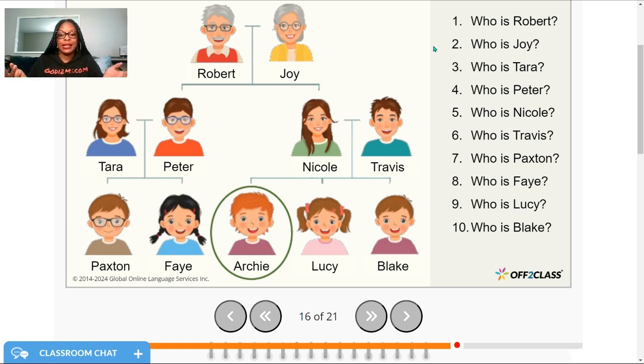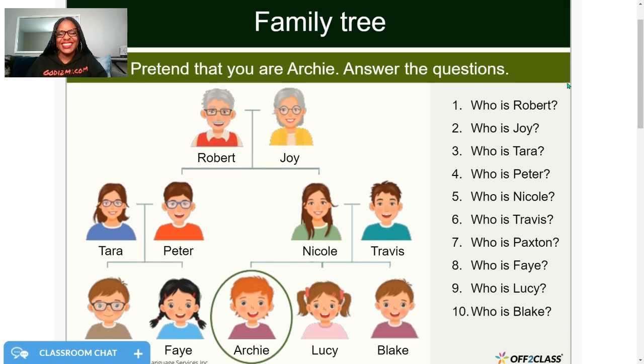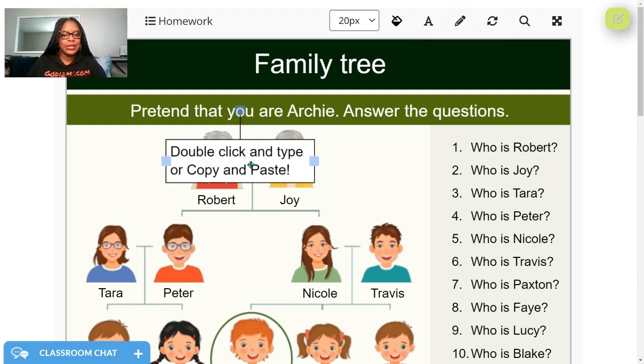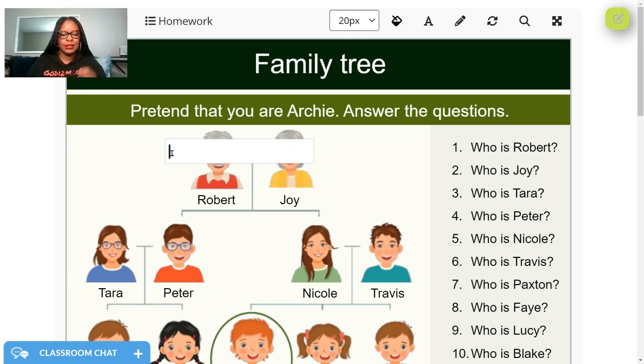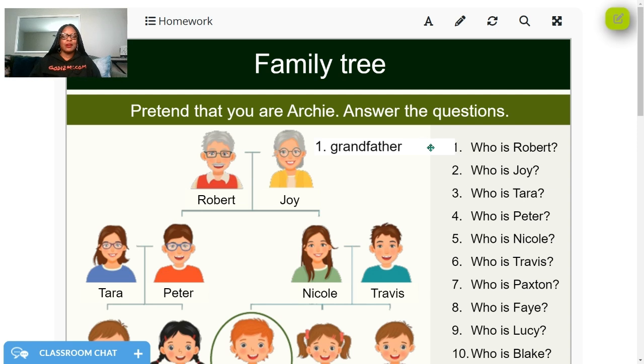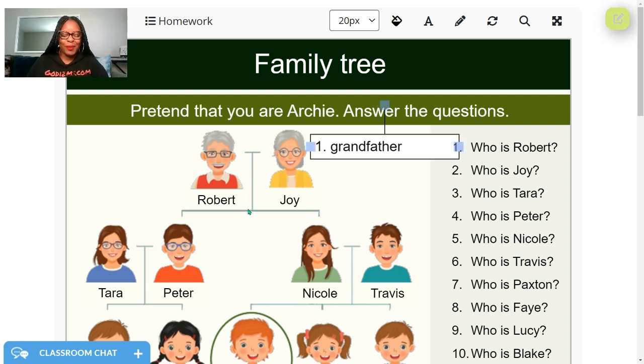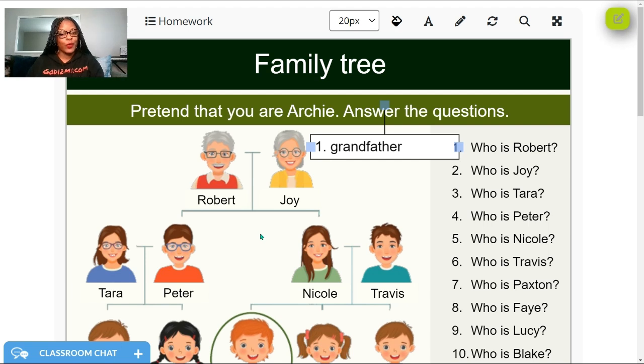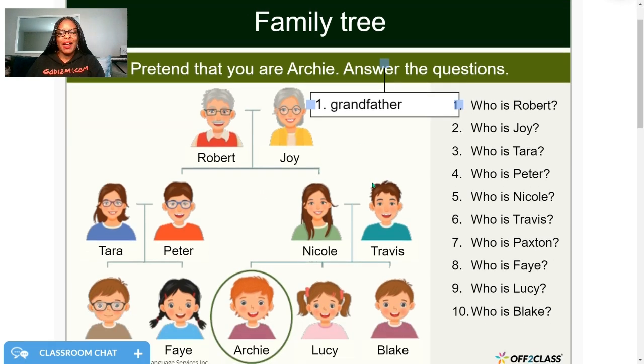Okay, well, if you said that Robert was Archie's grandfather, then you would be right. I'm going to type it here only so that you can see it, because I think if you see it, it's a lot easier to remember. So we'll say number 1 and we'll put grandfather. Grandfather, okay? Let me move it out of the way. There we are. Okay. All right. So we know for number 1, Robert is Archie's grandfather.